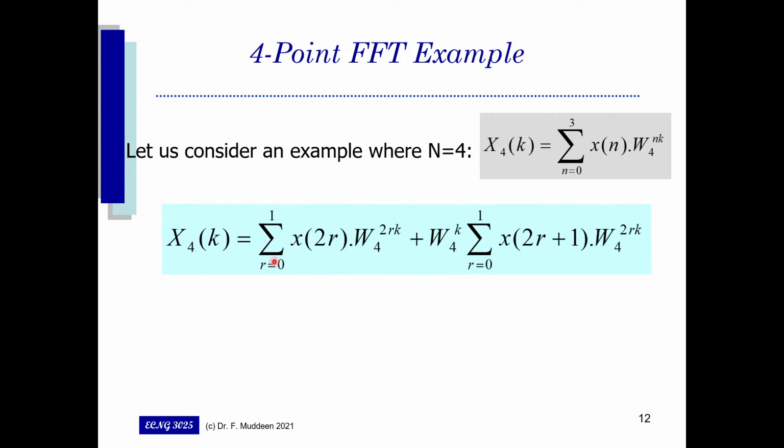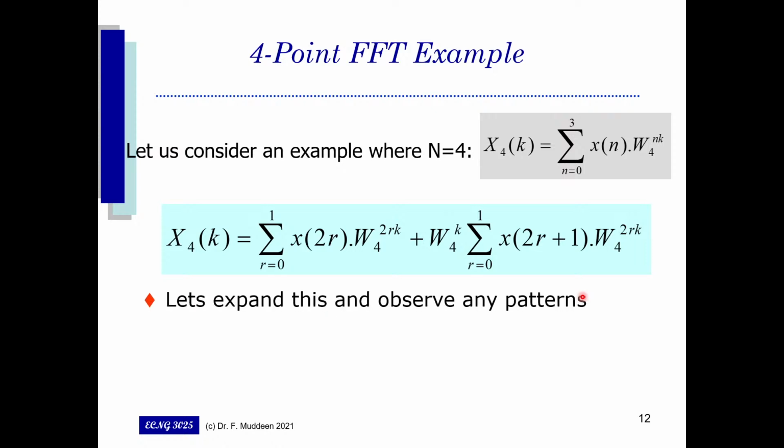So if we split this 4-point FFT here into the odd and even sequences, the even sequence being 2r and the odd sequence being 2r plus 1, and we rewrite our equation into the optimized form that we just did all the mathematical proof for, let's start expanding this and see if we can observe any patterns in particular.